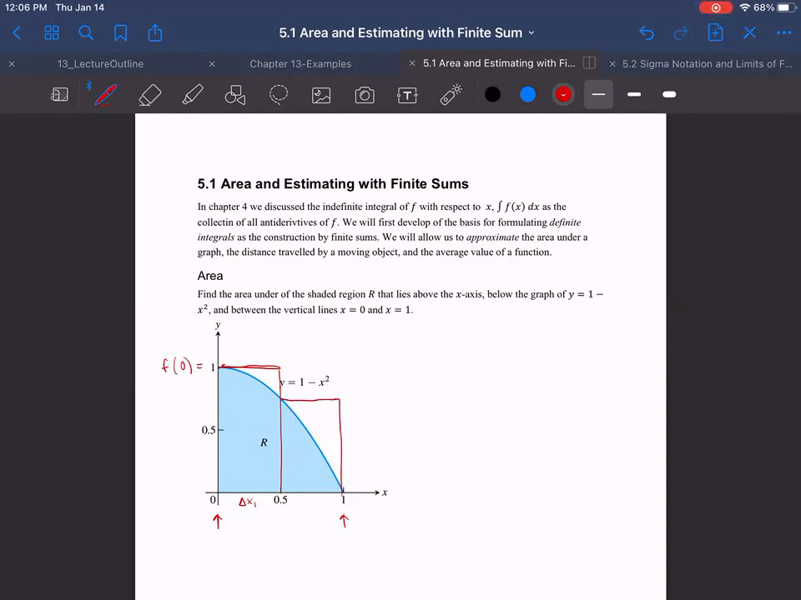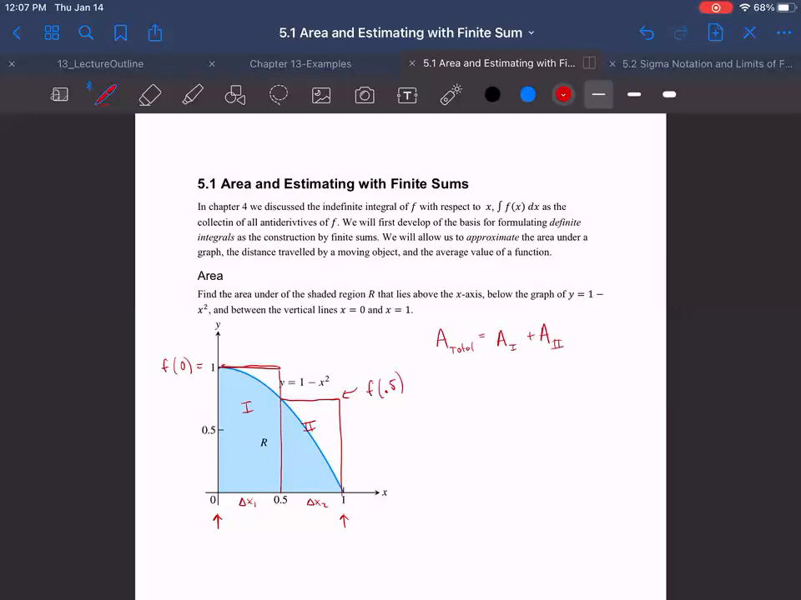Again, I'll have this same width here. It's delta x2, we'll call it. It doesn't necessarily have to be the same, but in this case, they will both be the same. And then, of course, this height right here is going to be f of 0.5, whatever that happens to be. So total area, if we call this rectangle 1 and this rectangle 2, our area total is going to be the area of rectangle 1 plus the area of rectangle 2.